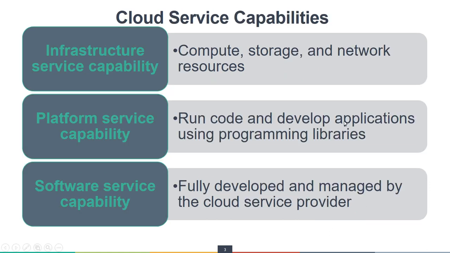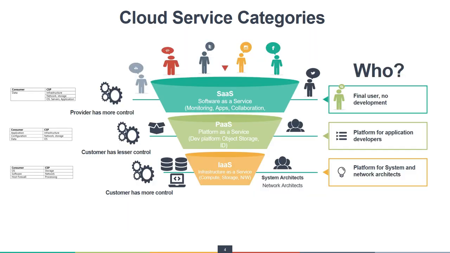Cloud service capabilities here. There are different capabilities that are being offered as a service by the cloud service providers: infrastructure service capabilities, platform service capabilities, software service capabilities. We will talk about these different service models in detail. So here, these are the cloud service categories that are being offered by the different cloud service providers.